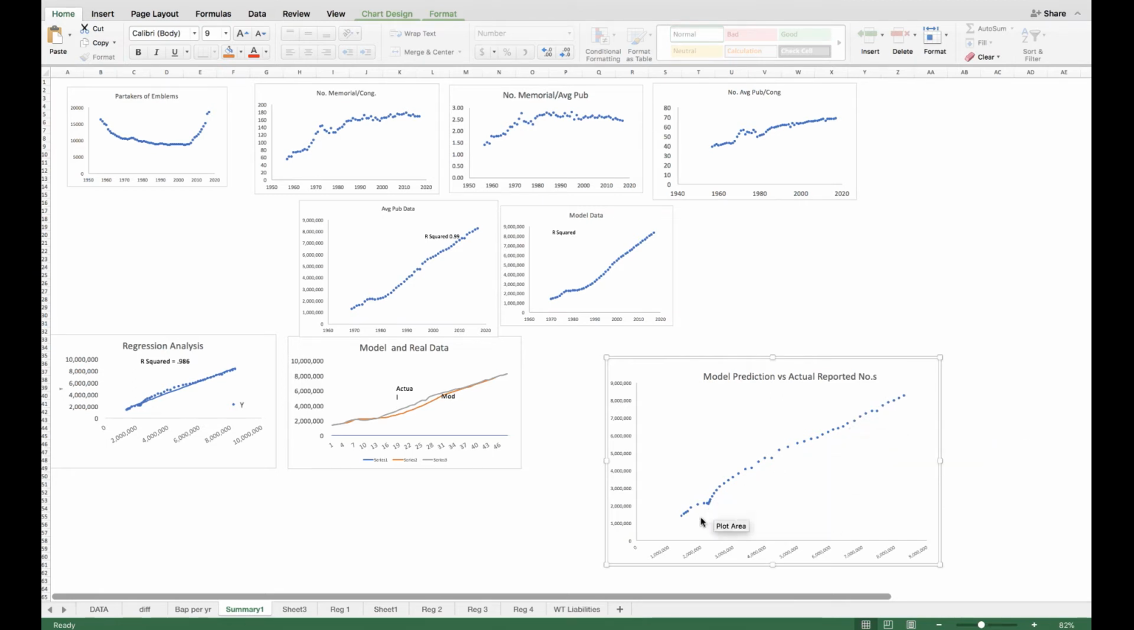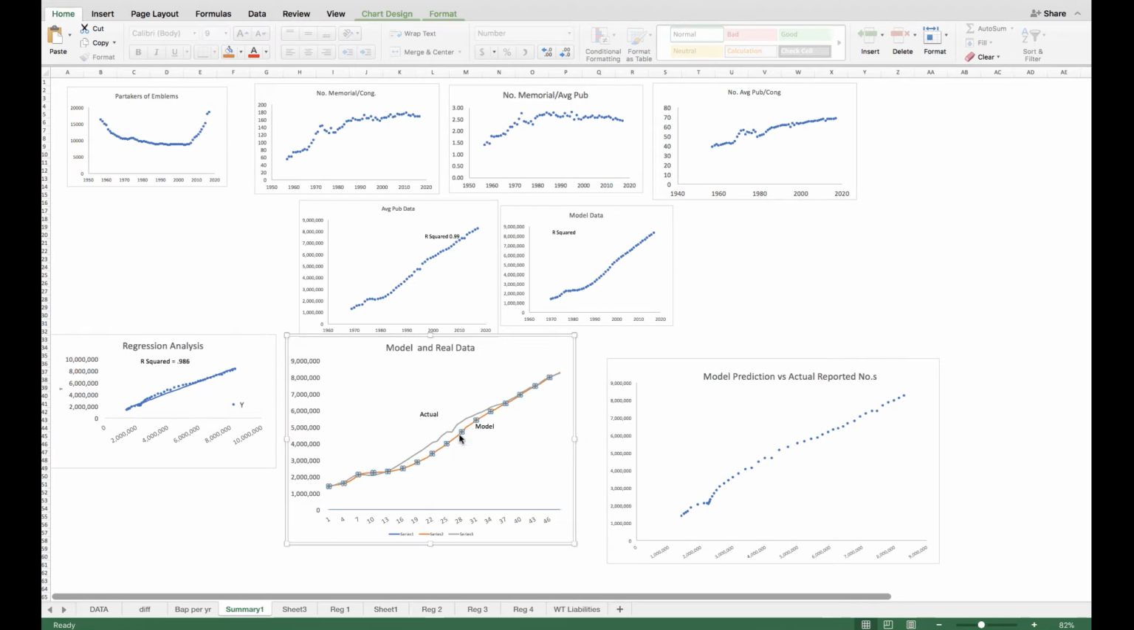When you do a best fit line through this data, you can see here's the model right here, and this is the actual. You can see that they follow each other very closely. I plotted the model versus the actual, so the x-axis is my model, and the y-axis is the actual number. And interestingly enough, I get basically a 45 degree angle here. Now, that means a one-to-one relationship.